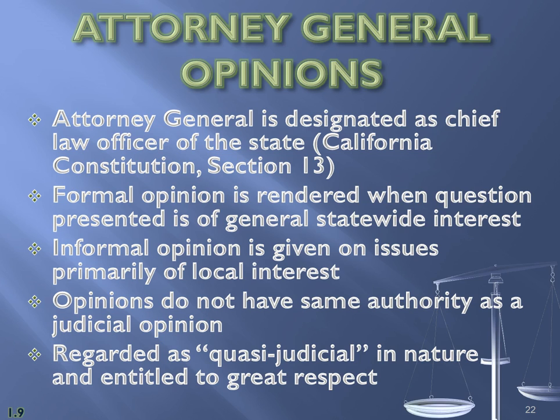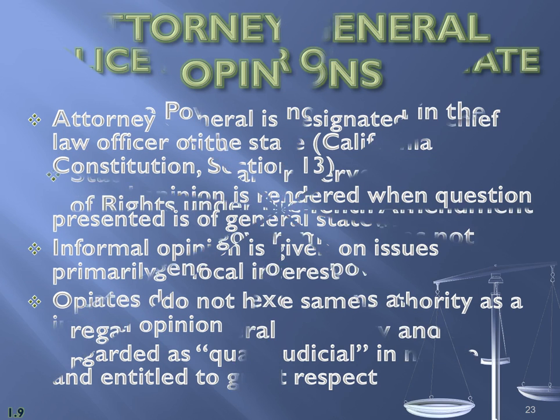Opinions do not have the same authority as a judicial opinion because it's an opinion. It's regarded as quasi-judicial in nature and given, of course, great respect. These are opinions of the attorney generals, but they are not laws. Okay, so I just want you to understand that, so just keep that in mind. So there are two types of opinions rendered by the attorney general: the formal opinion and the informal opinion. And then we talked a little bit about the authority of the opinion. The opinions of the attorney general do not have the same authority as opinions of the court, but they are given some weight, if you will.